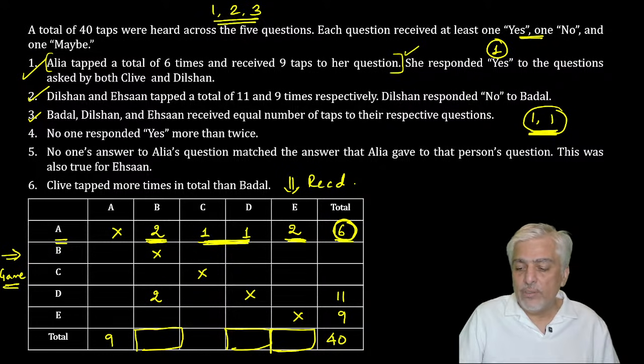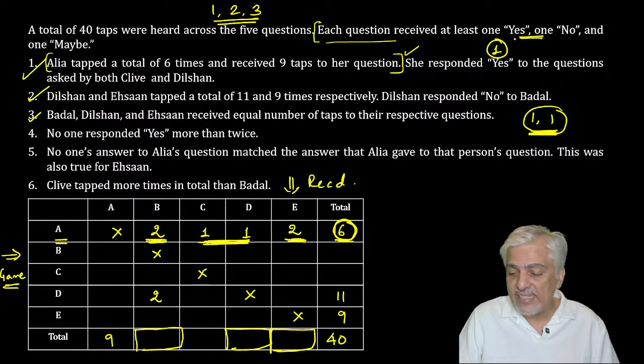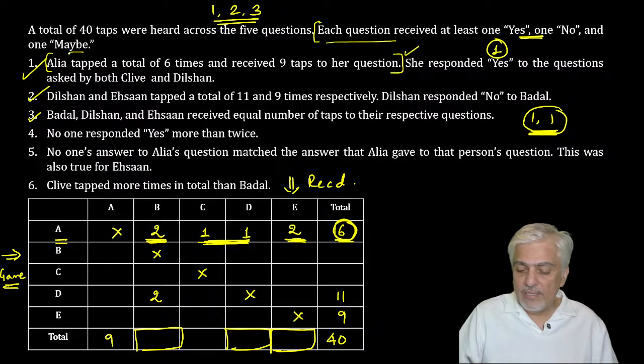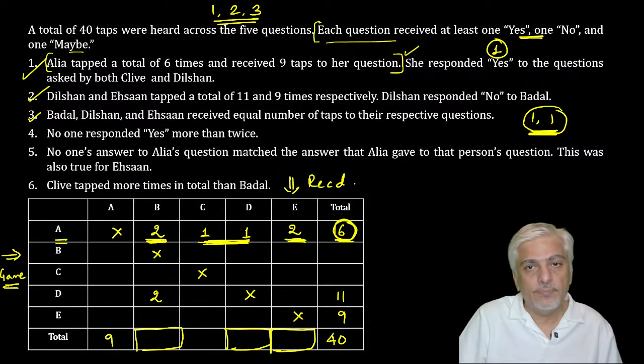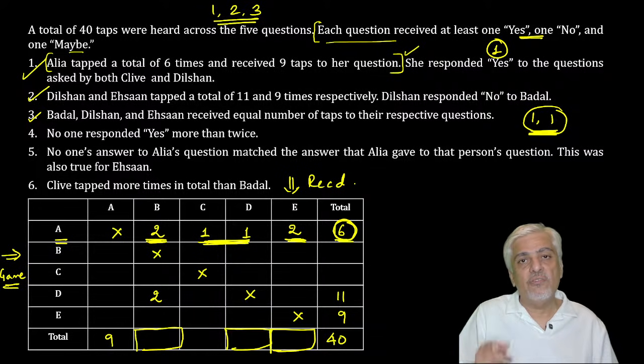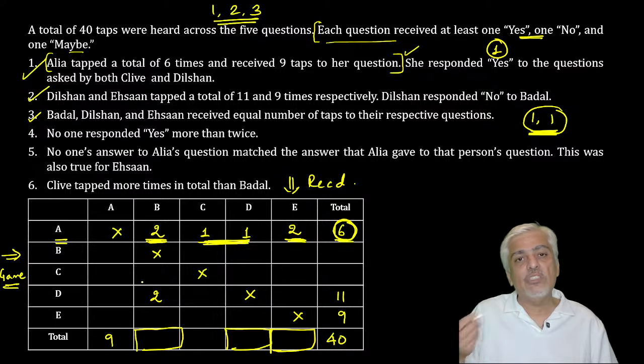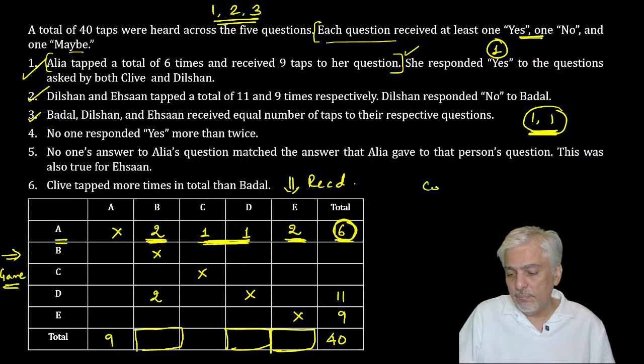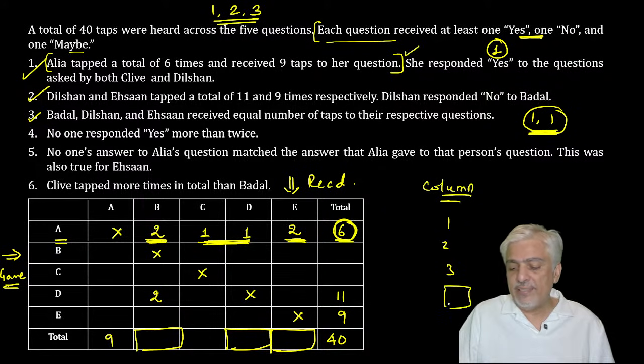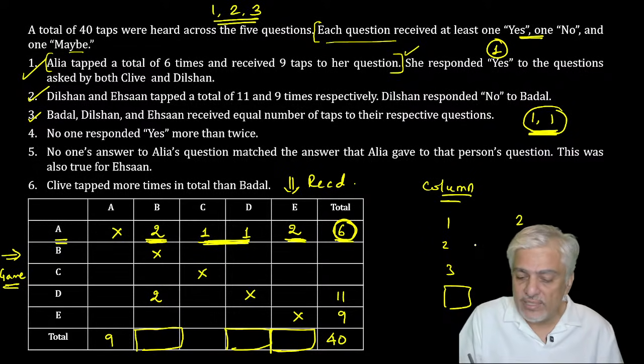Also, I want everybody to read this part. Each question received at least 1 yes, 1 no, and 1 maybe. That means when I look at it column wise, every column has to have 1 1, 1 2 and 1 3 minimum. There are 4 places, but there'll be something which will be repeated. But in every column, there'll have to be 1 2 3 and something repeated. Not in this order. It can be 2 2 3 1. It can be any way, but there'll have to be 1 2 3 everywhere, right? That's what it is saying over here.